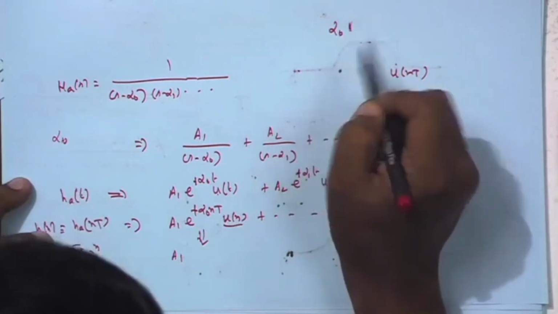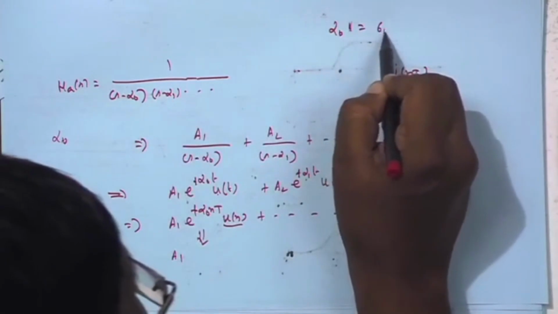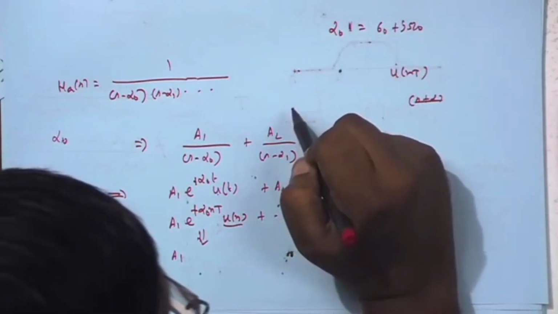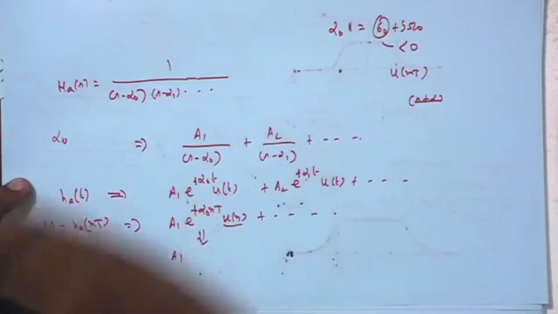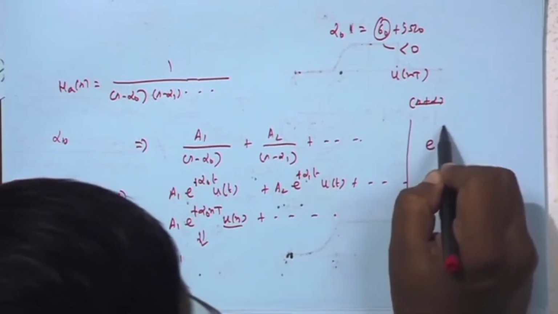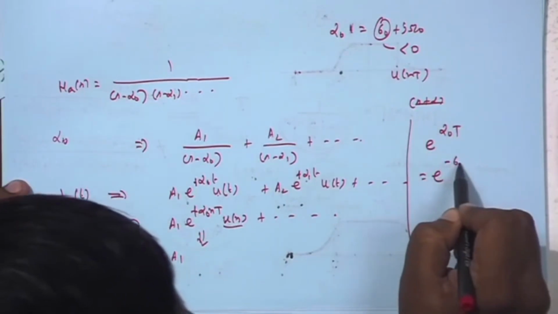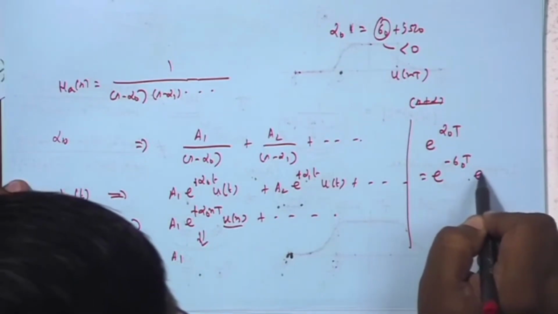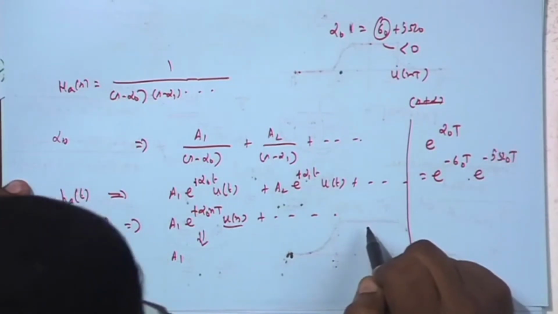There is one pole, but it is lying on the left hand side of the S plane. So its real part may be sigma 0, which is negative, plus j omega 0. This is negative because it is lying on the left hand side of the j omega axis. So e to the power alpha 0 t means e to the power minus sigma 0 t into e to the power minus j omega 0 t, right.